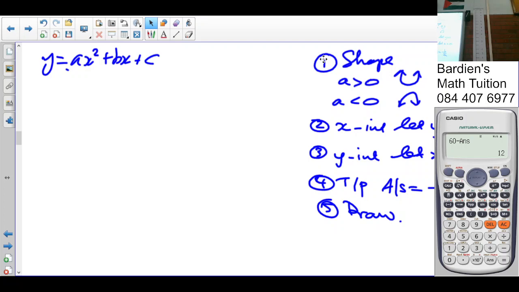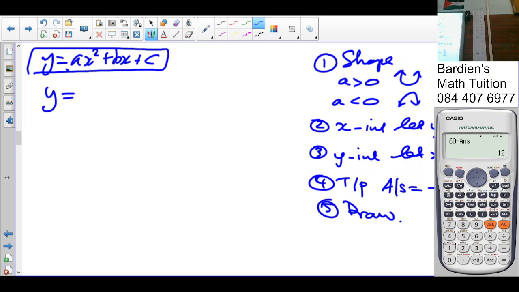Right. So let's look at an example. Let's use the graph y equals 2 into x minus 1 squared minus 8. Let's go with that graph. Y is equal to 2 into x minus 1 squared minus 8. So what's the first thing we need to do? You must get it in the form of y equals ax squared plus bx plus c.